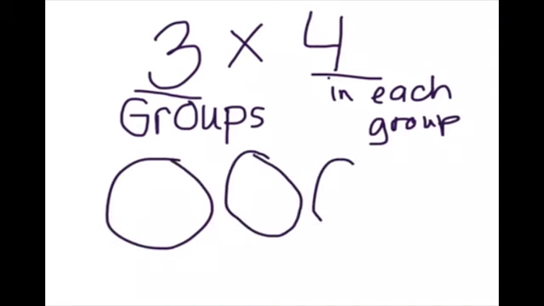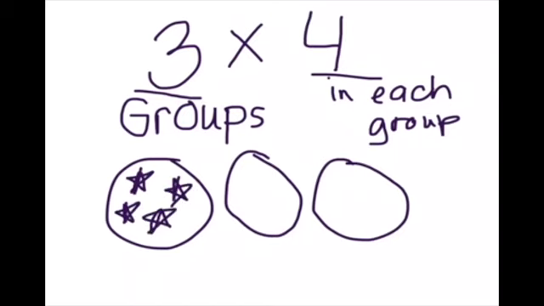And when I do 3 groups, I can just do 3 circles, okay? And then when I do 4 in each group, I could do 4 objects. So I could make it 4 stars, okay? And I need to make sure that all of my groups have 4 stars in them, because they need to be equal. So there's 4 stars in one group, 4 stars in the second group, and then 4 stars in the third group. So that is my problem, right? I have 3 groups and I have 4 stars in this case in each group.